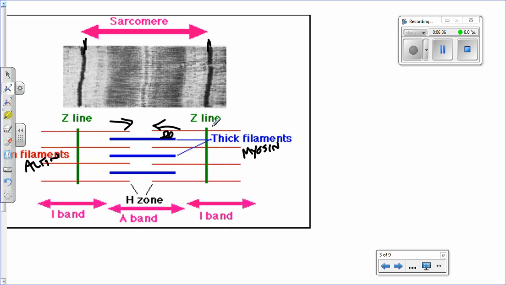So make sure that you understand what the Z line is, what the H zone is, myosin, actin. I don't believe we have the I band on the test, but it's of note that the I band is the actin distances that we're looking at here, and how it traverses one sarcomere and goes into the other sarcomere as well.